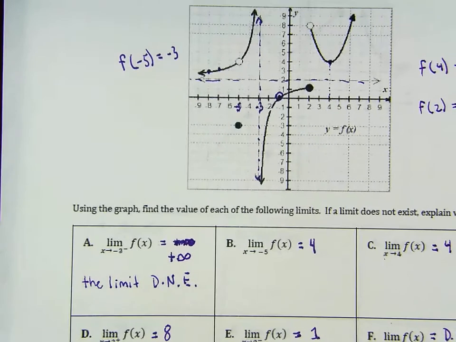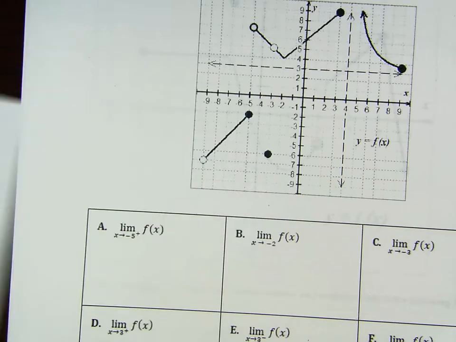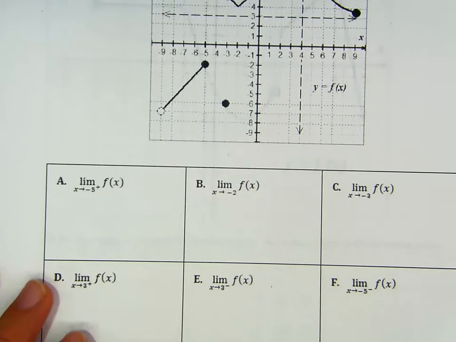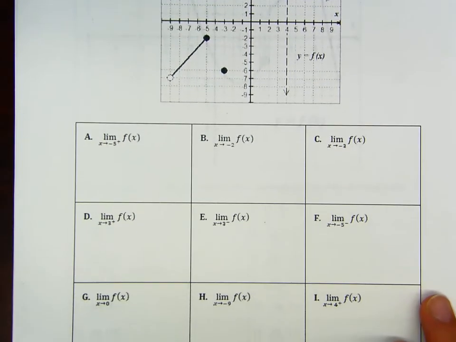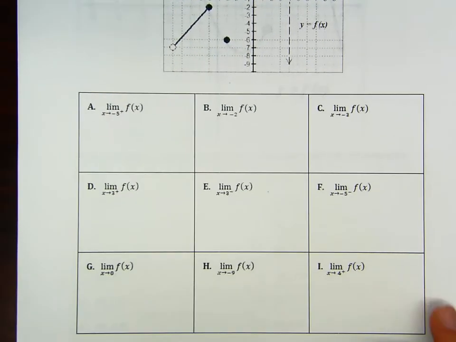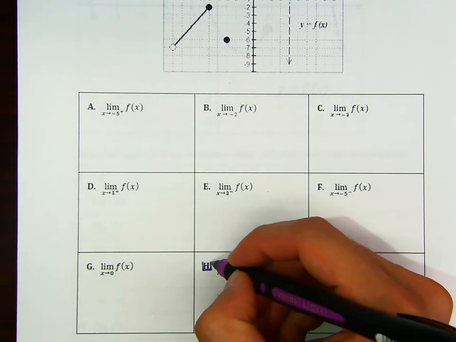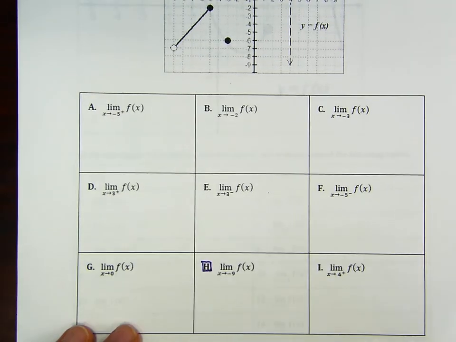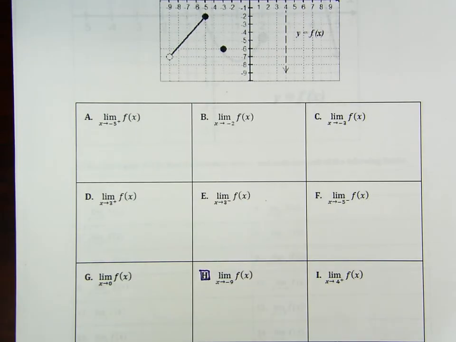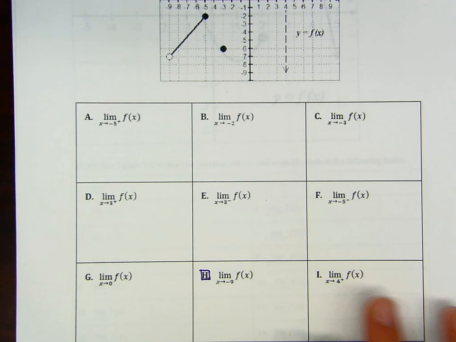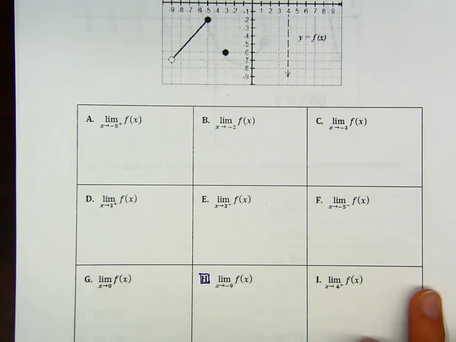Okay? What I want you to do is try this part of the lesson by yourself: A, B, C, D, E, F, G, H, I. H is a very, very tricky one. But pause the video, try and do A to I by yourself, and then we'll continue.